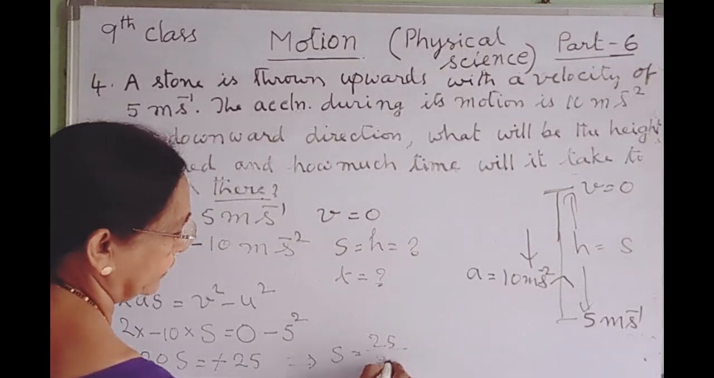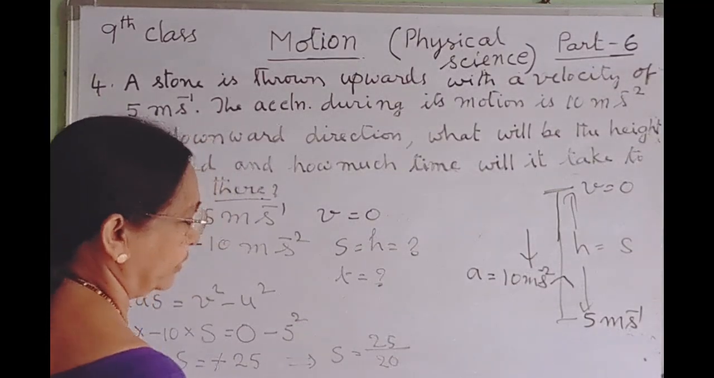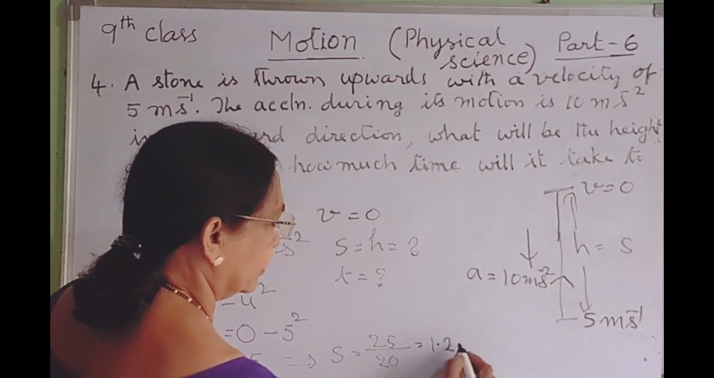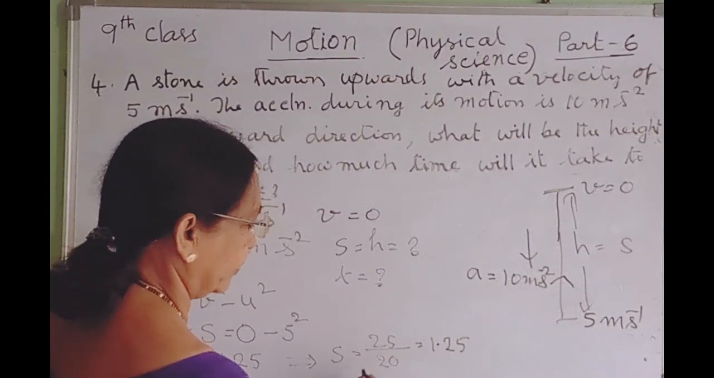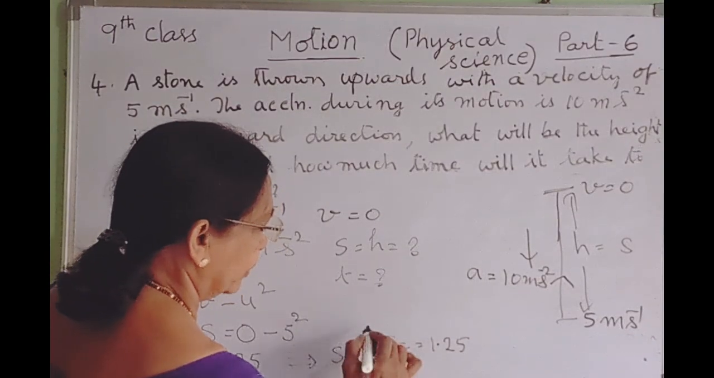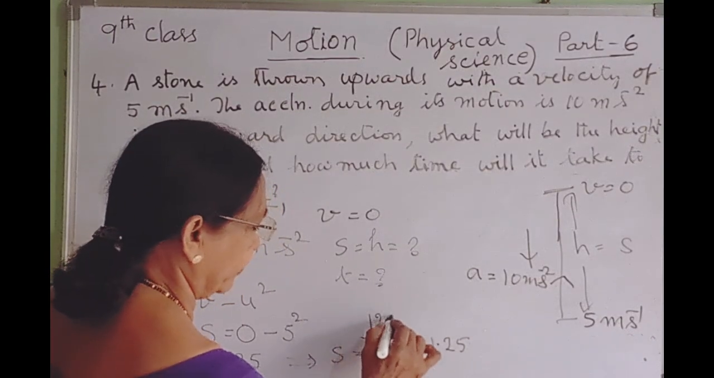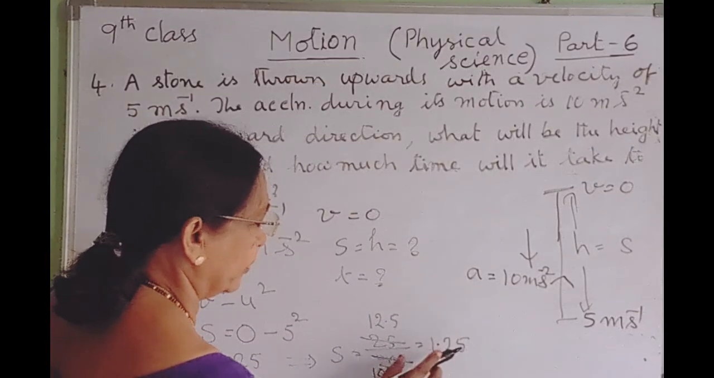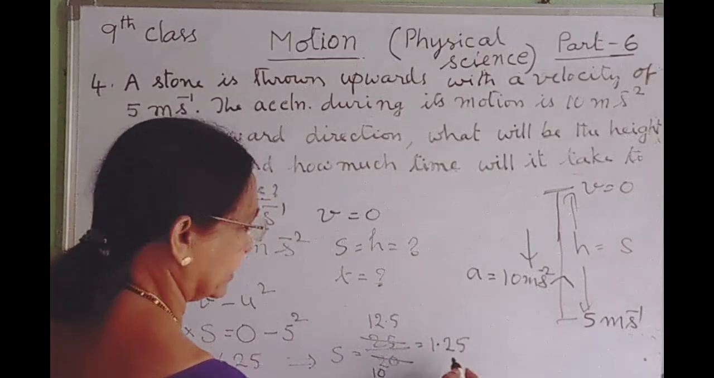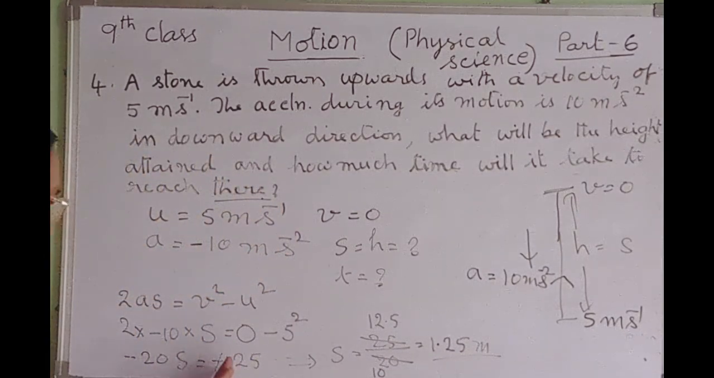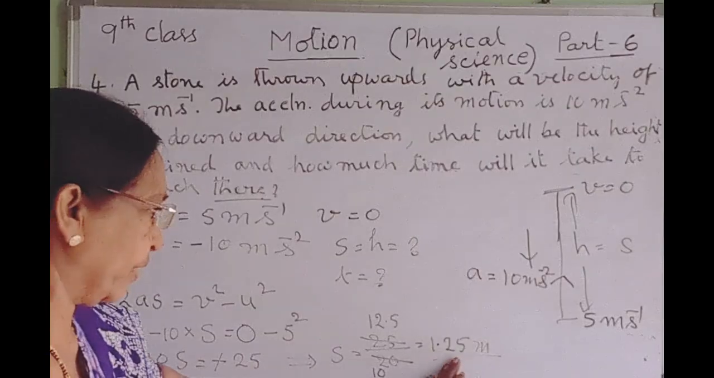25 by 20, that is equal to 1.25. Or if we cancel it by 2, 2 tens are 12.5. So 12.5 by 10 is equal to 1.25. As this is the distance traveled, it is in meters. So distance traveled by the stone is 1.25 meters.